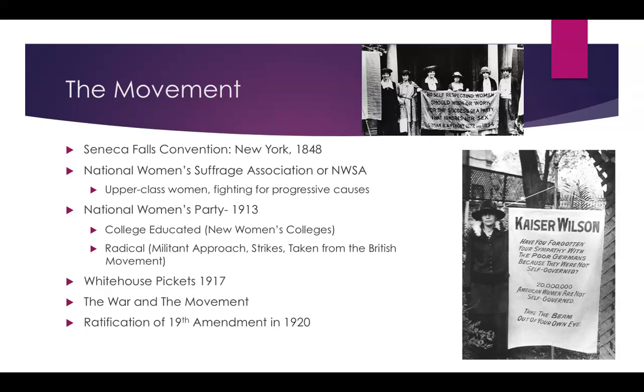The National Women's Party picketed the White House under President Wilson in 1917, leading to many women being jailed. And as you can see in the picture on the side of the PowerPoint, they referred to President Wilson as Kaiser Wilson and used more aggressive tactics in the movement.